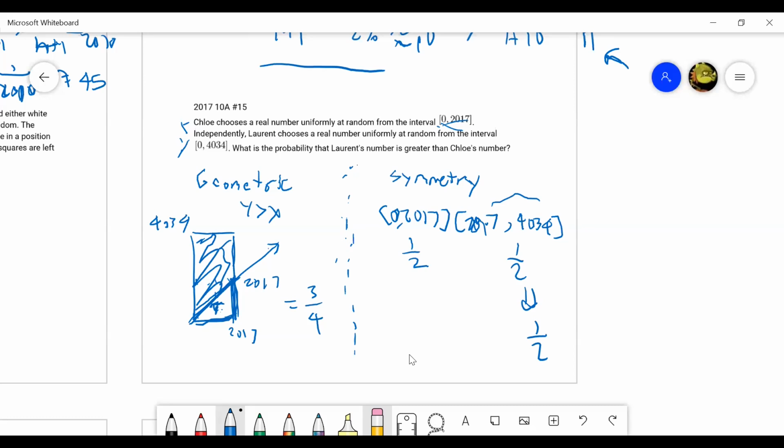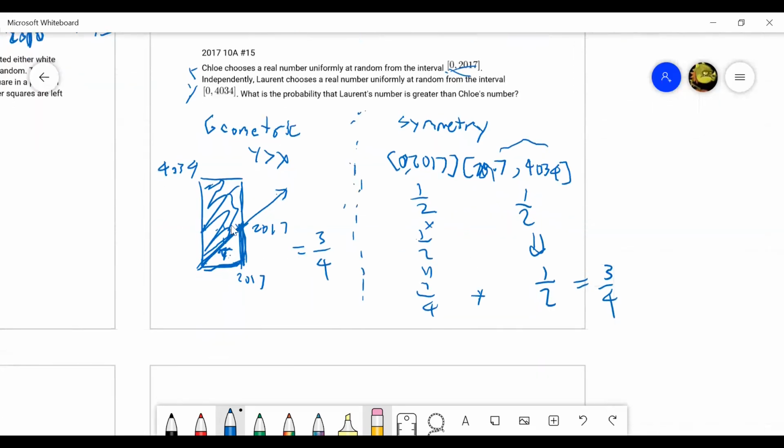And then in the second case, where Laurent chooses from 0 to 2017, there's simply a 1/2 chance that he's larger, because they're both choosing from the same set. So this just becomes times 1/2, or 1/4. And then we add them, and it's also equal to 3/4. You can see how the geometric approach visually represents this. If you draw a line right here at the 2017 mark, this is the second case, and this here is just the first case. So yeah.